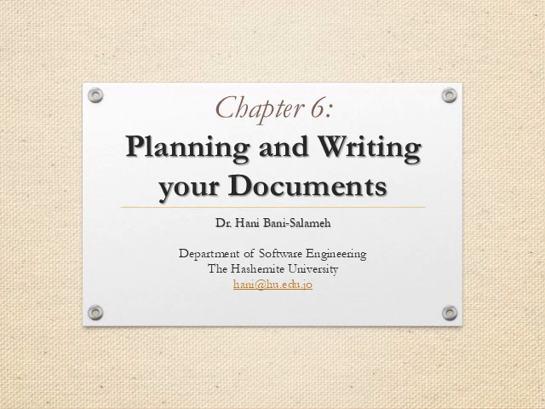Chapter 6: Planning and Writing Your Documents. This chapter provides guidelines for planning a documentation project. These guidelines include a production of task lists for each of the 9 phases of the process. So in general, the planning and writing chapter will go through 9 phases that any documentation process will consist of.